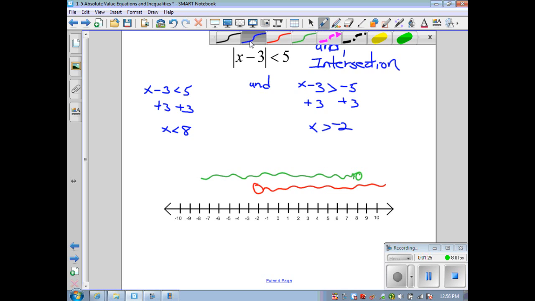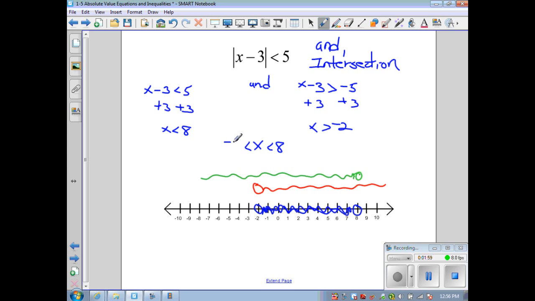And then we actually want to show the solution, which, remember, "and" is an intersection, so we want the shared points. But we have a closed point on the green, but not the red, so this would be an open point at negative 2. Similar situation at 8. And all values shared by the green and red line, which are values in between 8 and negative 2. We can show this as a compound inequality. X less than 8 and x greater than negative 2.